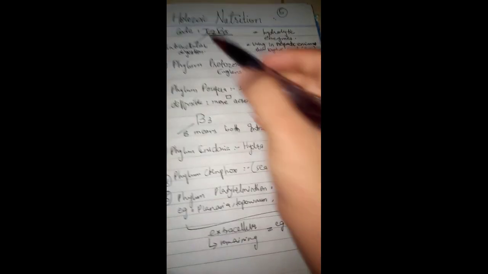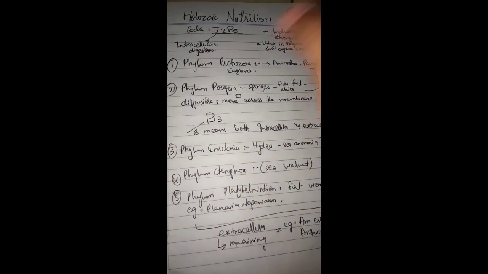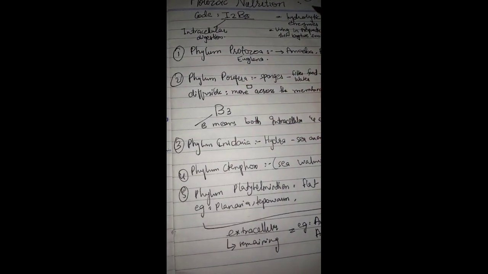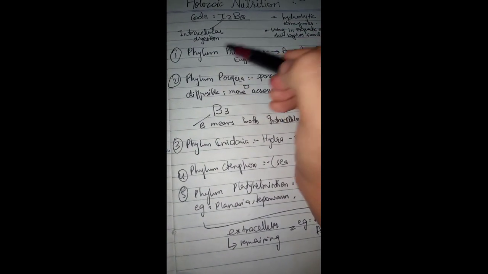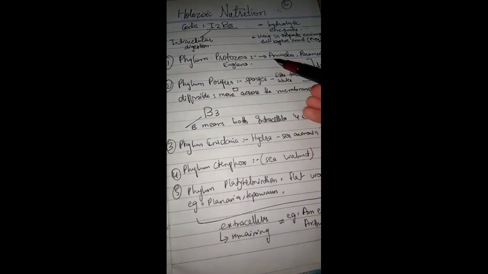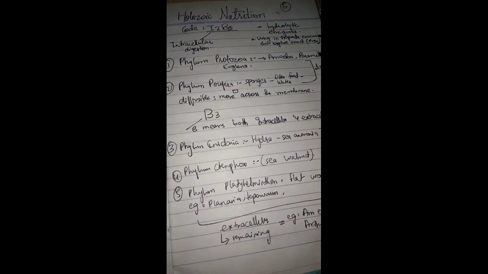So this was all. Now let me have a recap. This code has been created to memorize it easily, as we get confused about which have intra and which have both. Intracellular digestion has two phyla: Protozoa and Porifera. Amoeba, paramecium and euglena are examples. Porifera have sponges which filter, and diffusible means across the membrane. Here B means both, intra and extra.